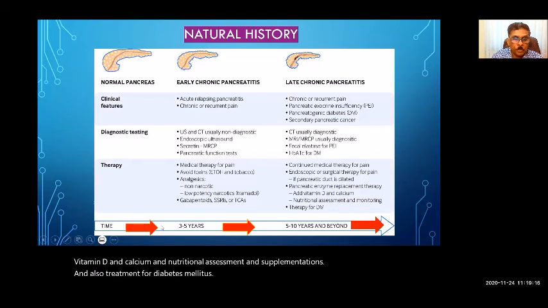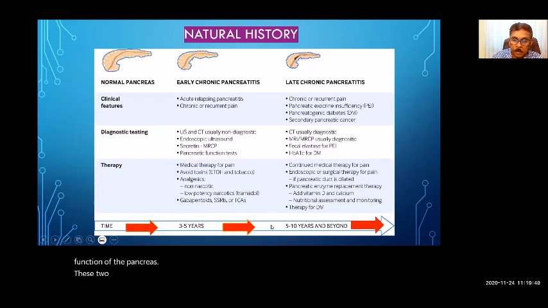So these arrows here in red signify the chronic nature of the disease. Early phase is 3 to 5 years, and the chronic phase 5, 10 years and beyond. Okay, so the patients have persistent pain over all these years, progressive inflammation of the pancreas, and progressive loss of exocrine and endocrine function of the pancreas, which leads to generalized debilitation of the patient.